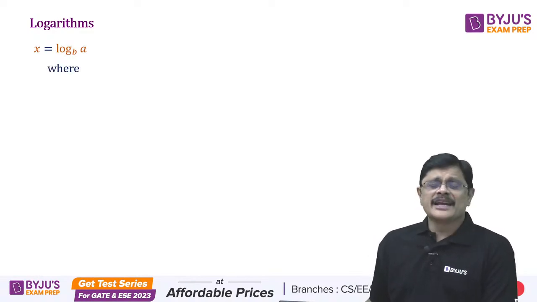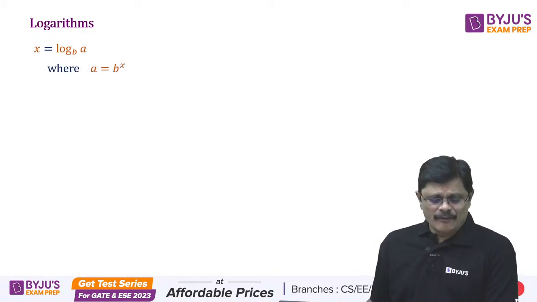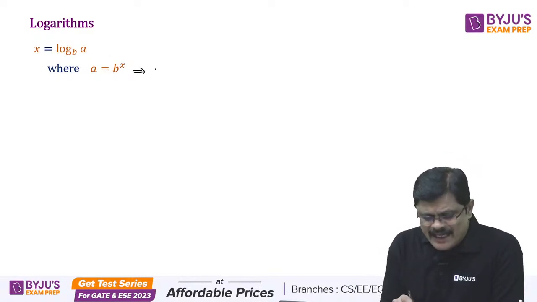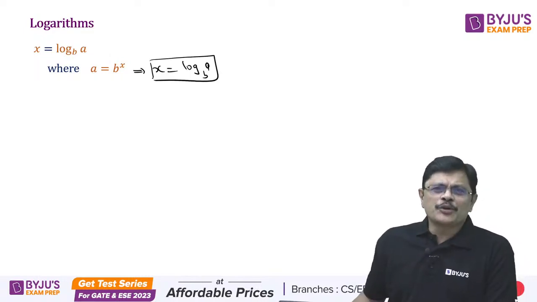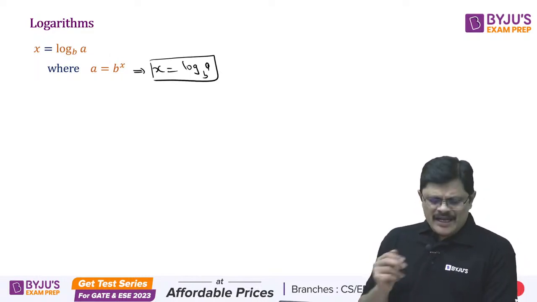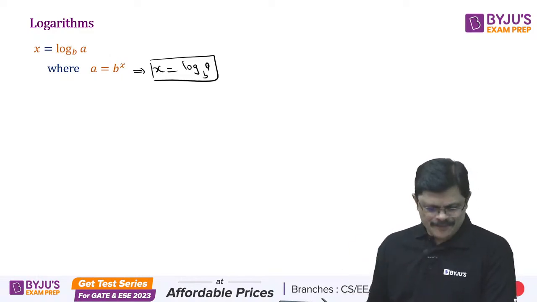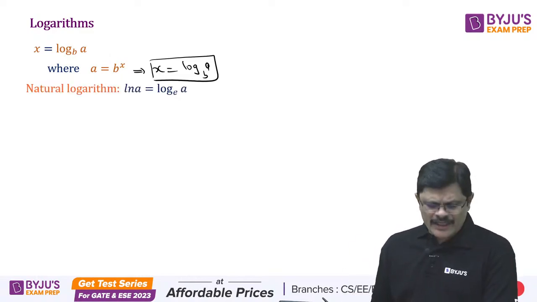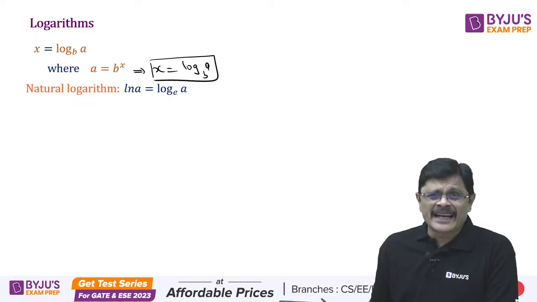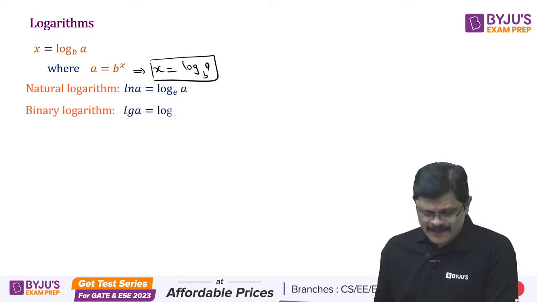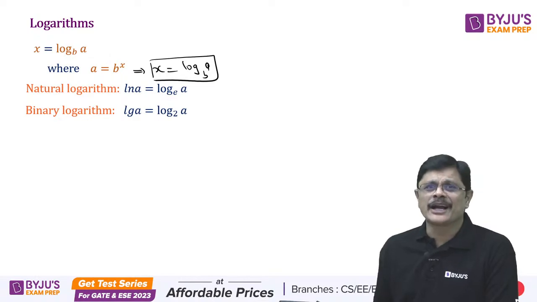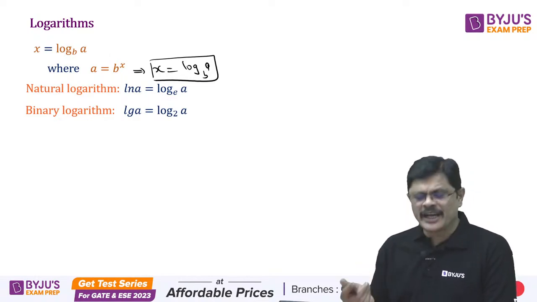When x is log a, what do you mean by that? Actually, when a is b power x, this means that x will be log a to the base b. So log a to the base b is x means a is equal to b power x. The natural logarithm is denoted by ln a, which is log a to the base e, whereas the binary logarithm is lg a, which is log of a to the base 2.